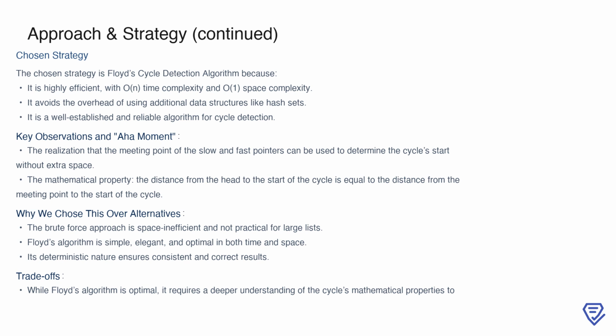This is based on the mathematical property that the distance from the head of the list to the start of the cycle is equal to the distance from the meeting point to the start of the cycle. By leveraging this property, Floyd's algorithm provides a simple yet powerful solution to the problem.